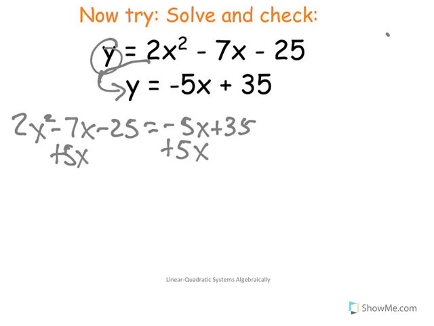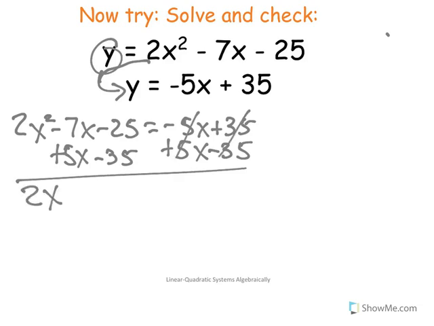So I'm going to add 5x and add negative 35 on both sides. So I get 2x squared minus 2x minus 60. Right, and again, let's think about this, guys. I am not going to use the 5-step method unless I absolutely have to, right? The 5-step method here is going to break down at the end.